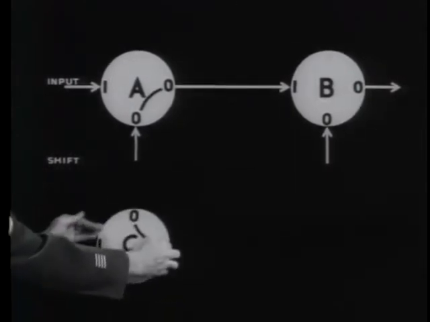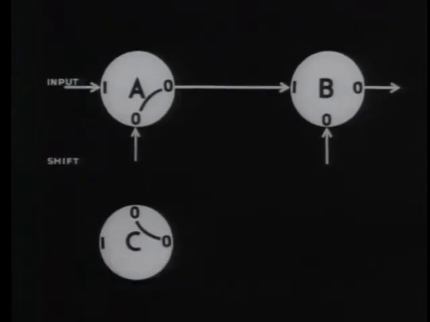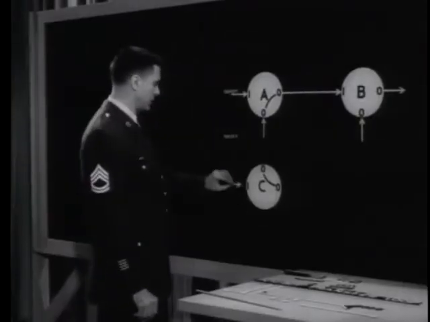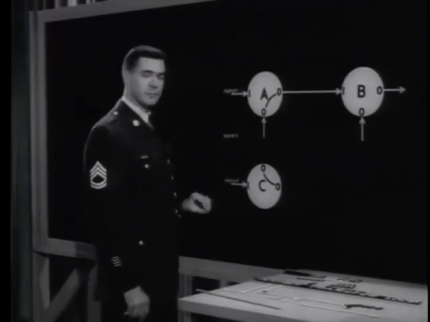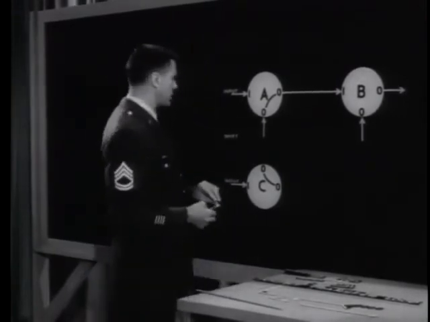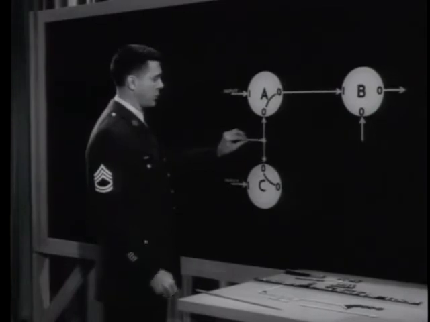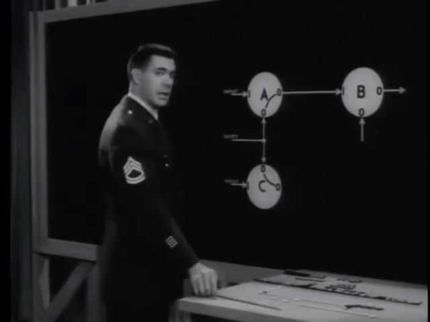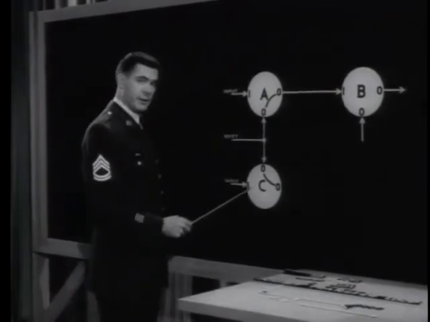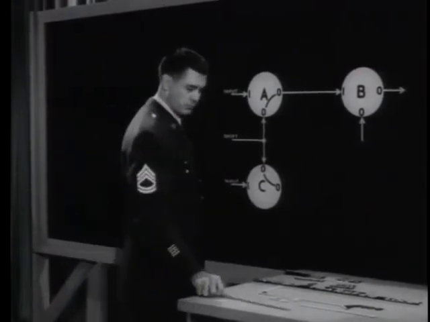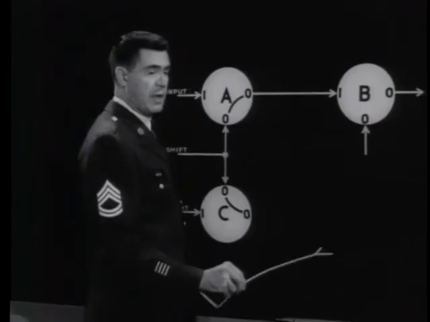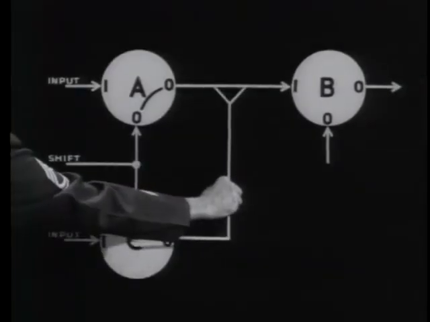But we'll be using 3 cores. The third core, C, has its own non-dot input, and it shares the shift pulse with core A. If core C is at 1, the shift pulse will clear it back to 0, and the change in flux will, of course, produce an output.